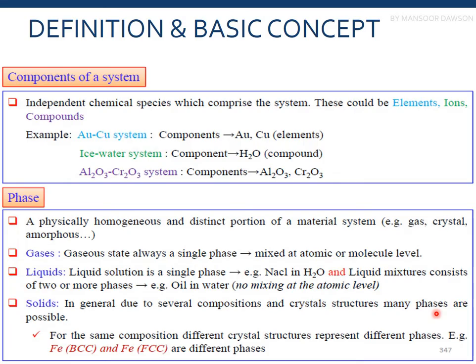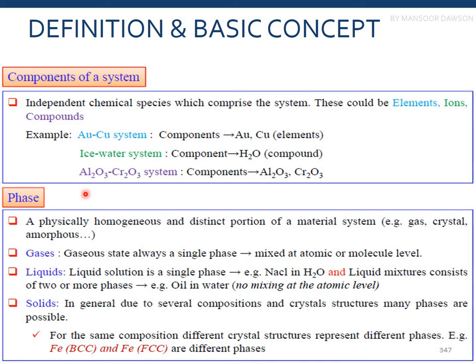You know that in the components of a system there are some independent chemical species which comprise the system. These could be elements, these could be compounds, these could be ionic. For example, the silver copper system, the ice water system, the alumina and the bromate system.